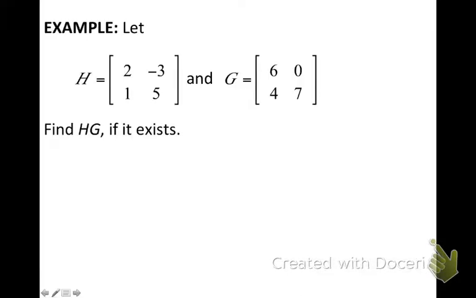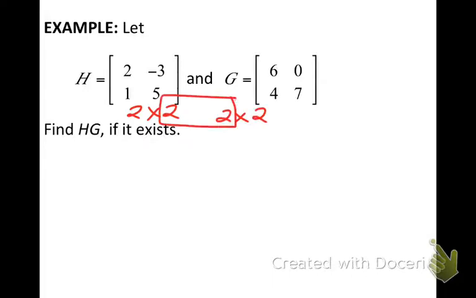Okay, so let's start with two matrices. We've got H, which is 2, -3, 1, 5. And then G, which is 6, 0, 4, 7. Okay. So we're going to find HG, and they're always going to say if it exists, because maybe it doesn't exist. So what I personally like to do to check that I can multiply is write the dimensions down. So H has how many rows? 2 by 2 columns, so that's a 2 by 2. G is a 2 by 2.